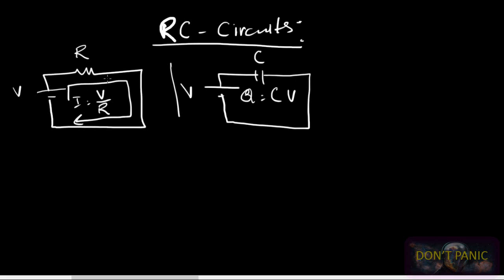And same thing in this circuit. If you had more than one resistor, it doesn't matter. The current instantaneously becomes V over the total resistance. So RC circuits are different. Things are time dependent.